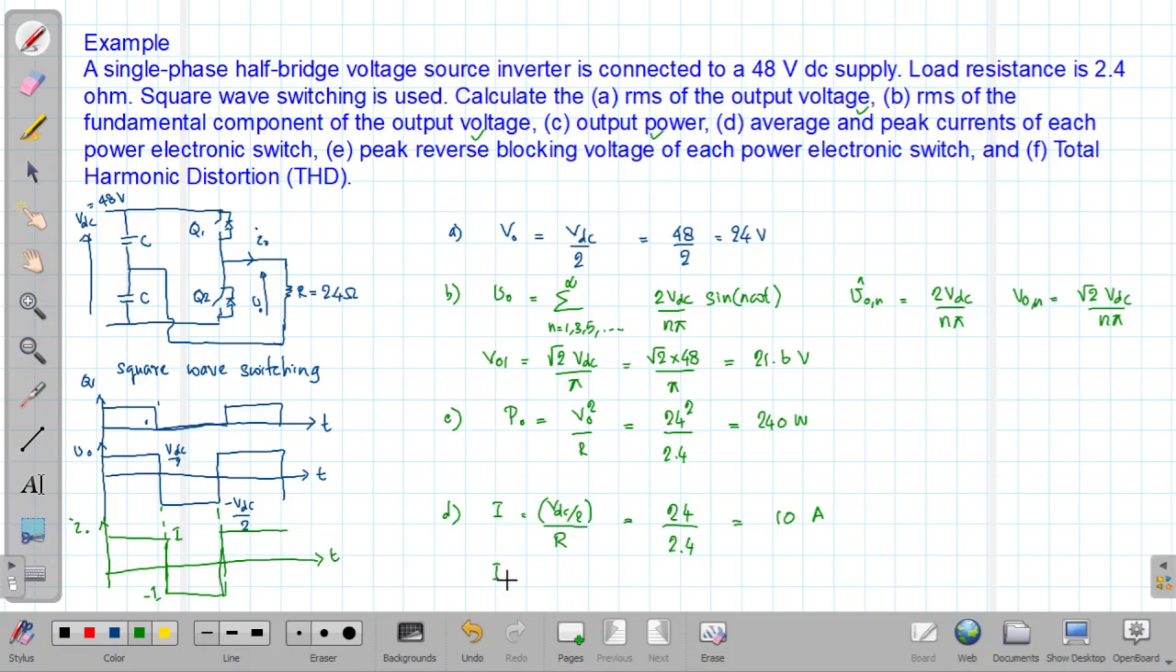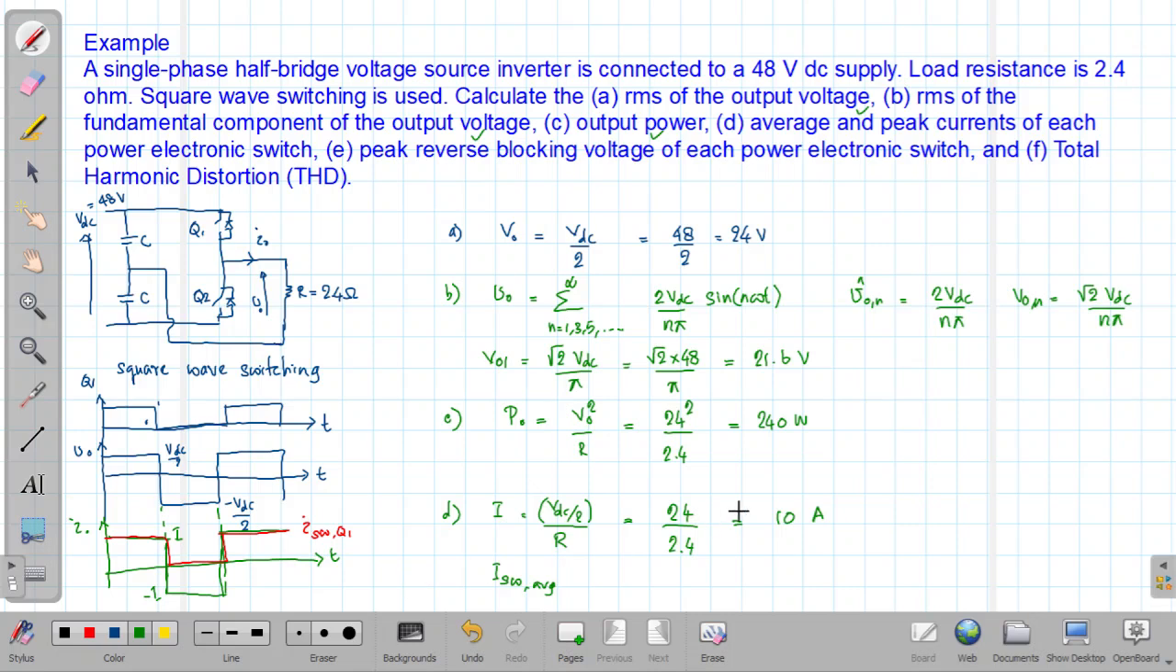So I switch average. This is the current flowing through the output. If we plot the current flowing through a single switch, it is going to be in this way. So this is the I switch Q1. Similar shape will be there for the current flowing through the switch Q2.